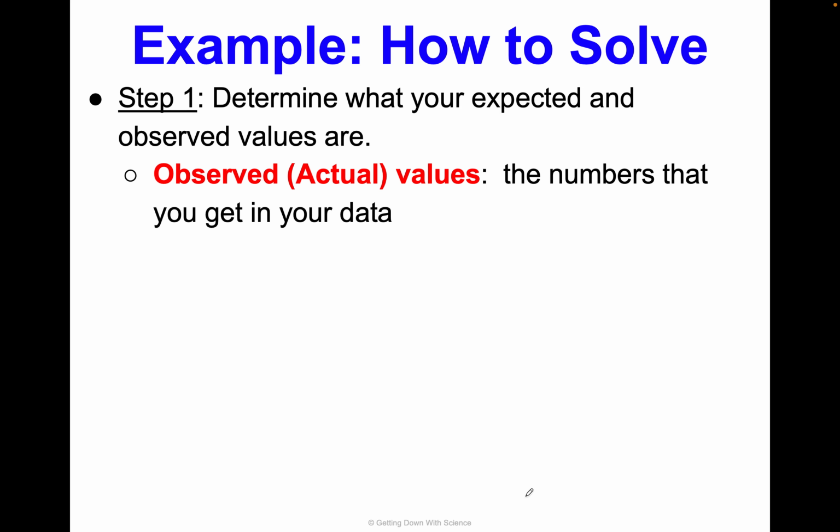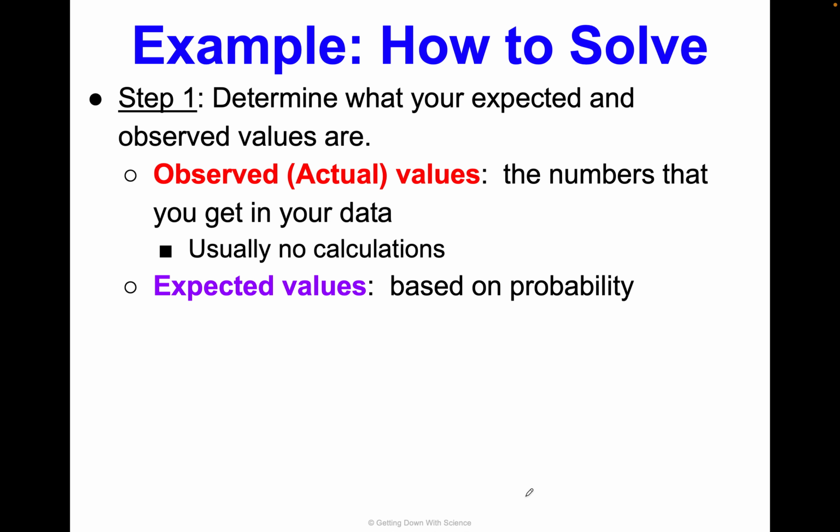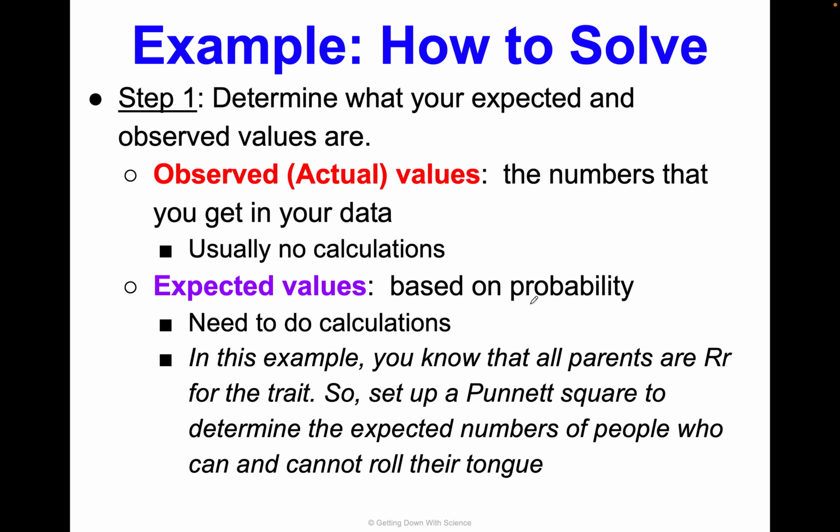Your observed values are the actual numbers that you get in your data. This is why data is so important. You observe something, you write the data down. No calculations have to be done for this. The expected values are based on probability. We do need to do calculations for the expected values. In this example, we know that all parents are heterozygous for the trait, so we set up a Punnett square to determine the expected numbers of people who can and cannot roll their tongues.